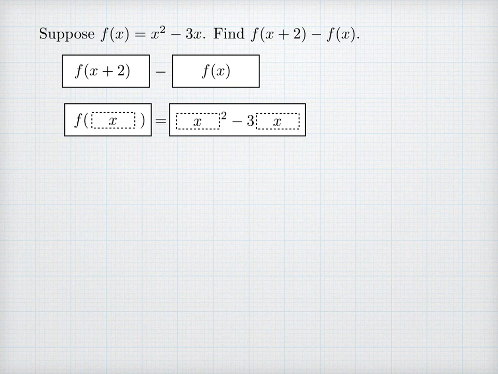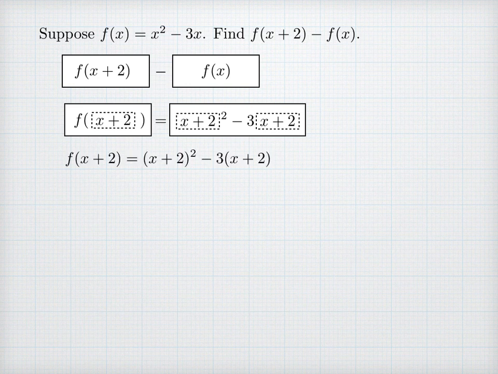To think about what f of x plus 2 is going to be, we're going to build what we need to replace the first card with. I think of x as the input in this second level of substitution. When I replace the input with x plus 2, both of my x's in the formula are replaced with the quantity x plus 2. And so I'll write this as an equation. My function f of x plus 2 will be equal to the quantity x plus 2 squared minus 3 times the quantity x plus 2.